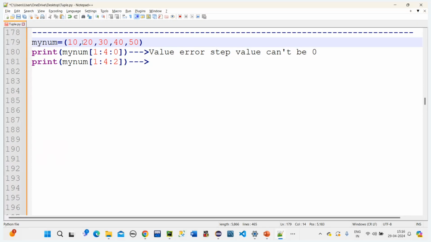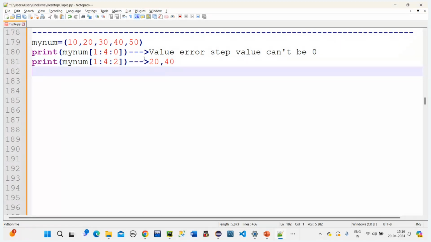1. 1 means what? 20. Okay. And it is going till 4. 4 means 0, 1, 2, 3, 4 up to 5. So 5 is a 4, but 1 is less than that, 40. So 20 and 1, it will skip 30 and it will again print what? 40. So what will be the output? 20 comma 40.